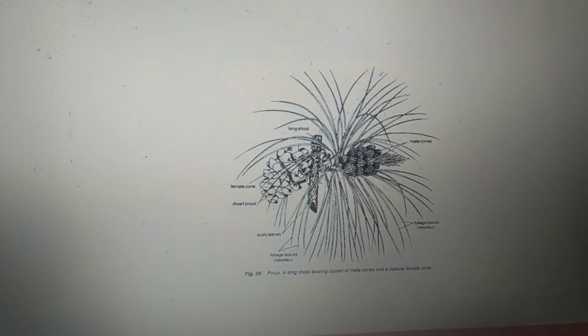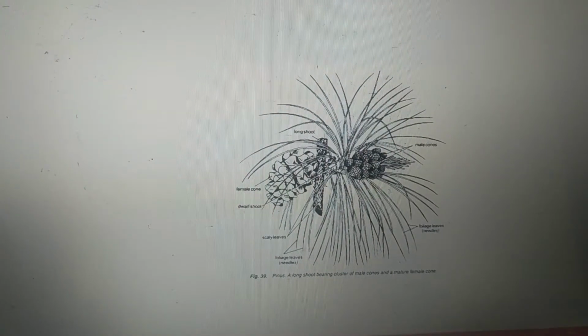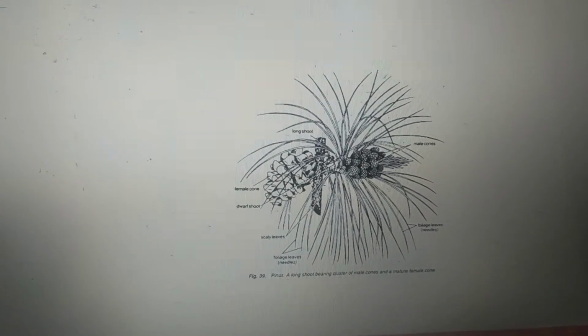Now microsporangia is a sac. Inside this sac microspores are present. Usually the microspores in the case of Pinus are called pollen grains. So these pollen grains are present in a sac. That sac is the microsporangia. Another name for this microsporangia is pollen sac. These pollen sacs are present on a leaf-like structure called microsporophylls.